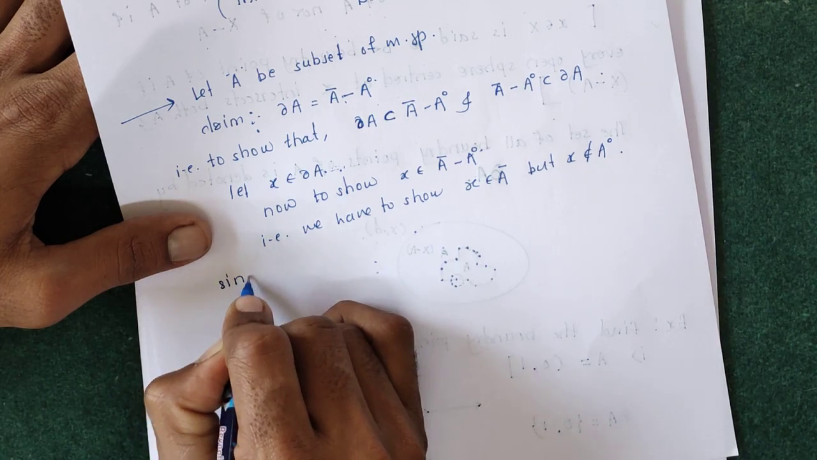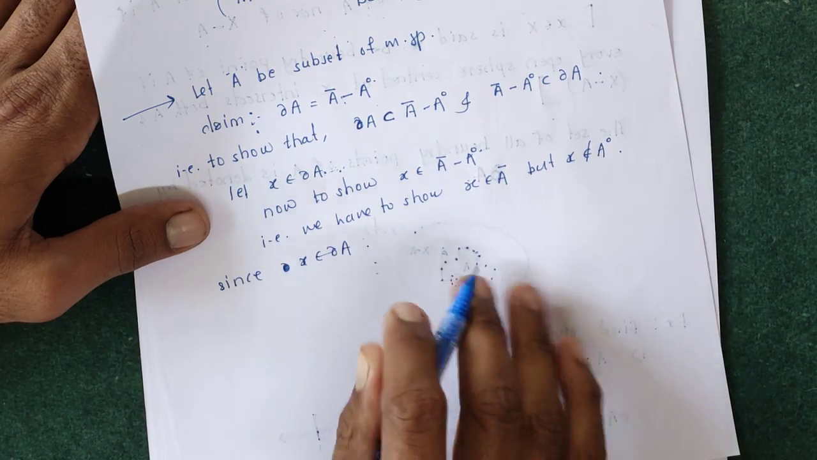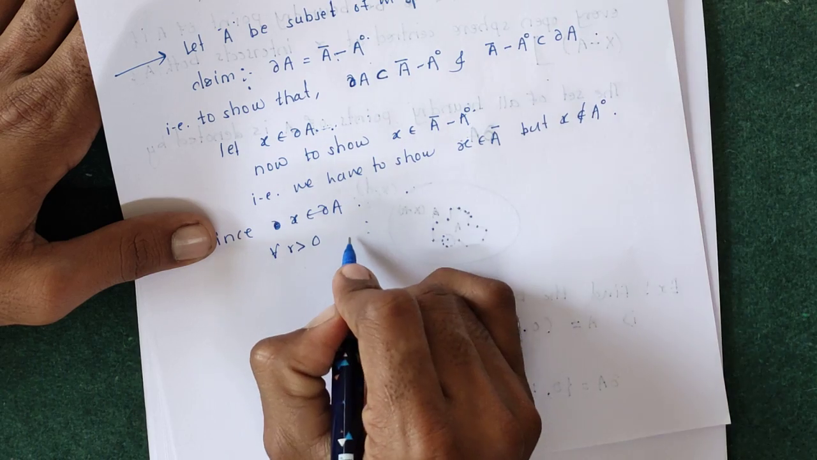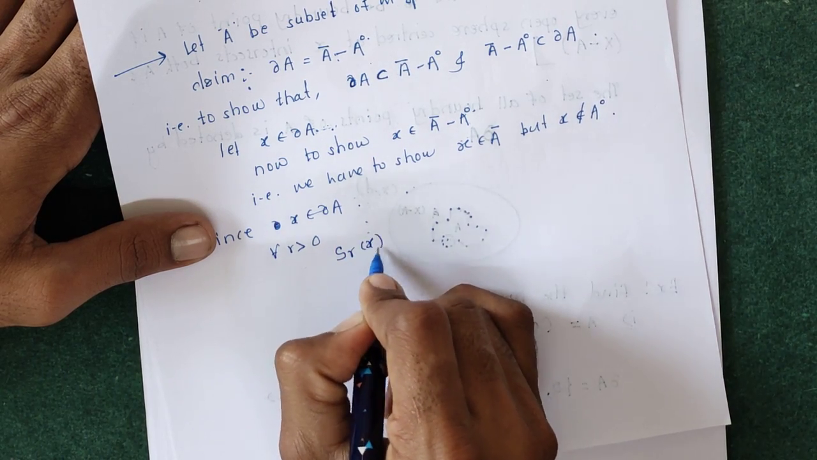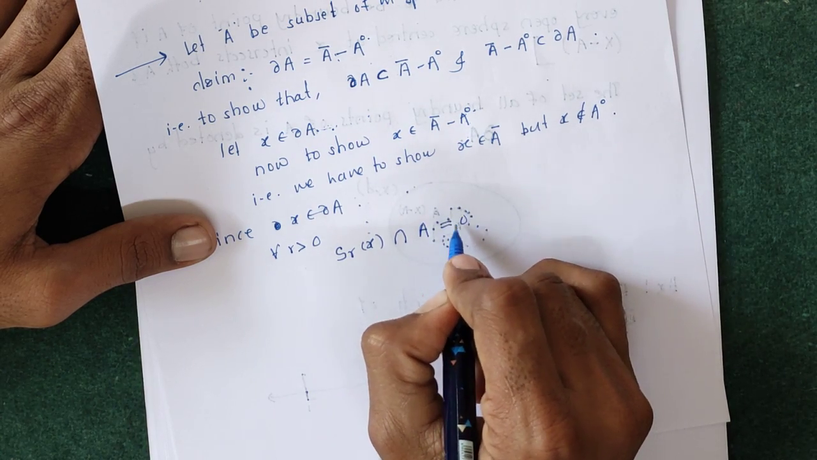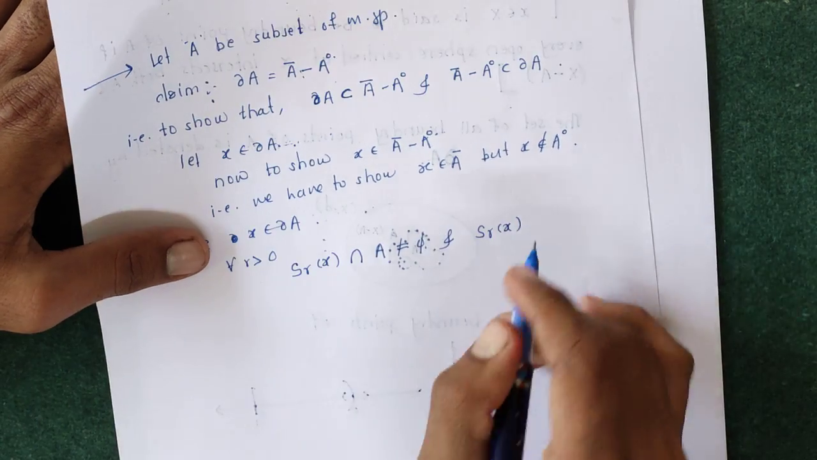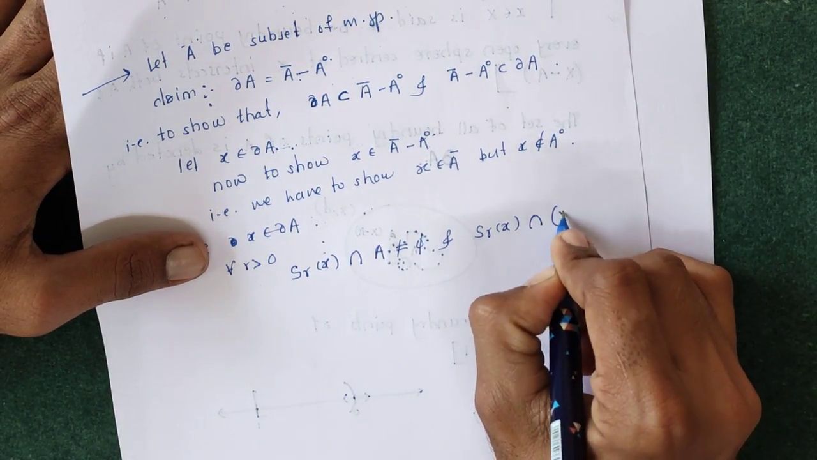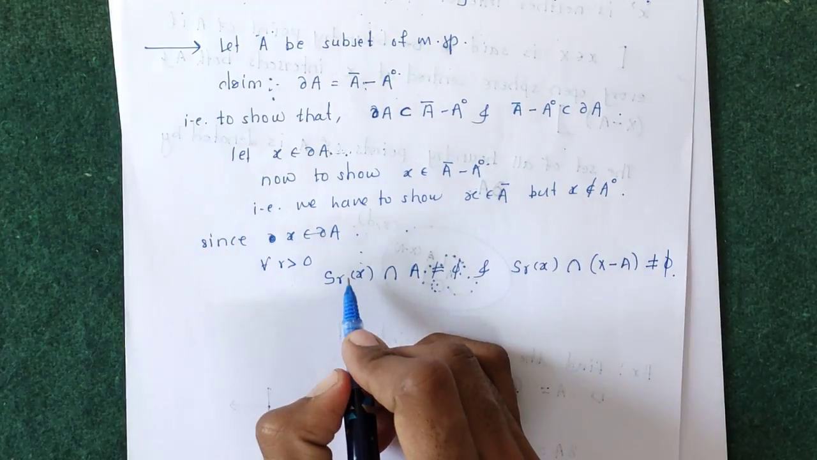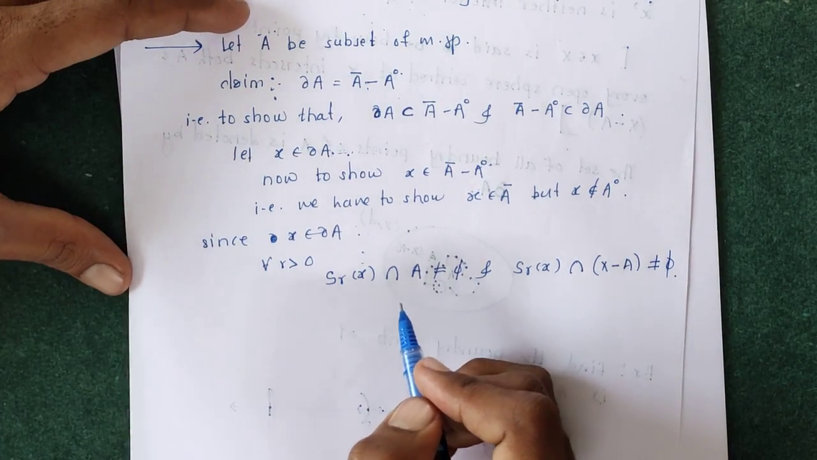Now since x belongs to ∂A, it means for all radius greater than 0, if we draw the open sphere centered at that x, then that open sphere intersects A, that is, their intersection is non-empty. Also that open sphere intersects X minus A; the intersection with X minus A is again non-empty. If we draw the open sphere at the boundary point, then that open sphere intersects A as well as X minus A.